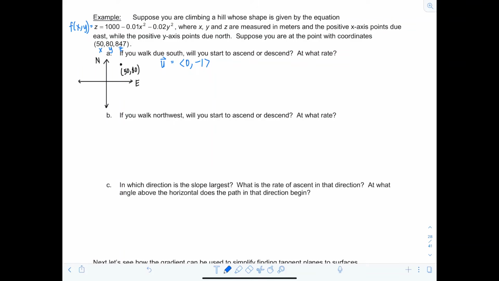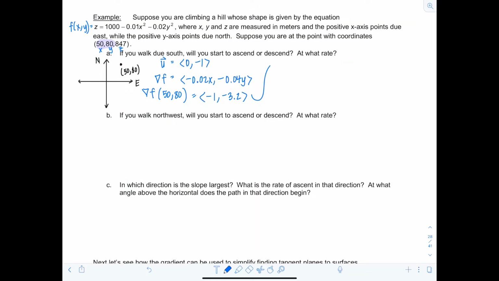Then I want to know what the gradient of f is. Well, the gradient of f, partial with respect to x, is going to be -0.02x. Partial with respect to y is -0.04y. And now I'm going to evaluate the gradient at the point, well, what was the point? 50, 80. So at 50, 80, the value of the gradient is going to be -0.02 times 50, that's -1. And then -0.04 times 80, that's -3.2.